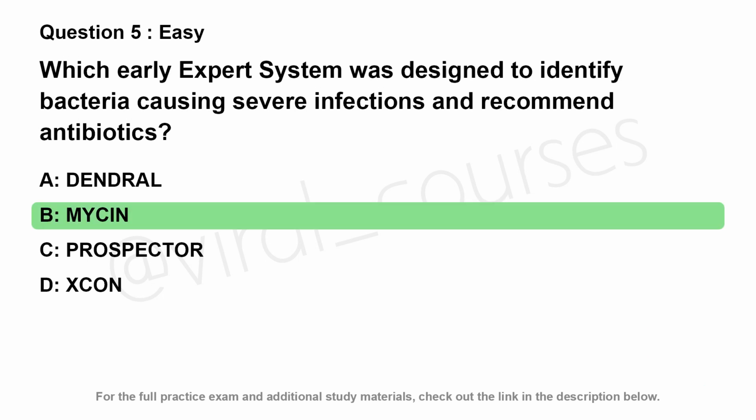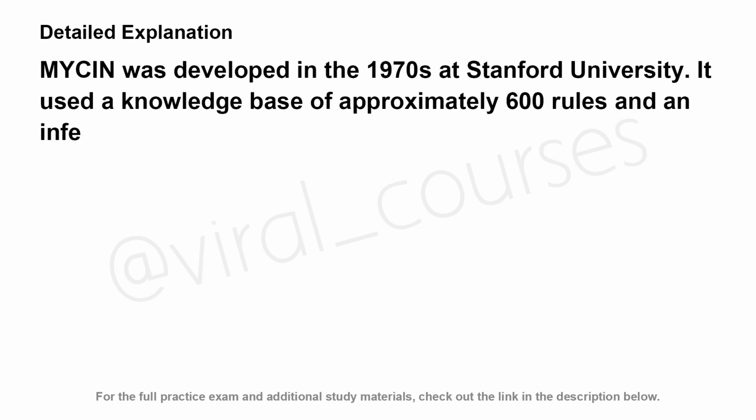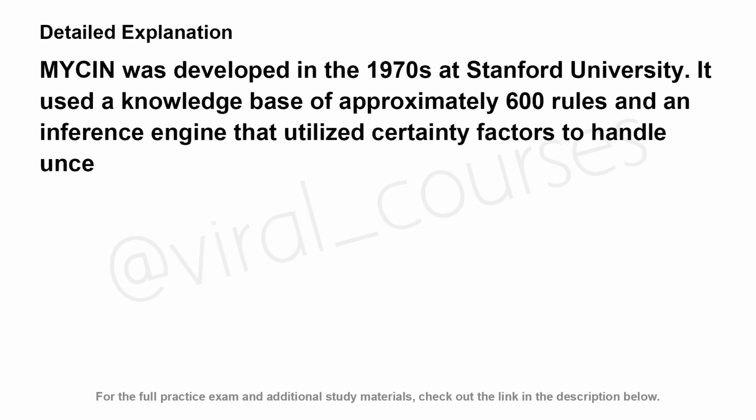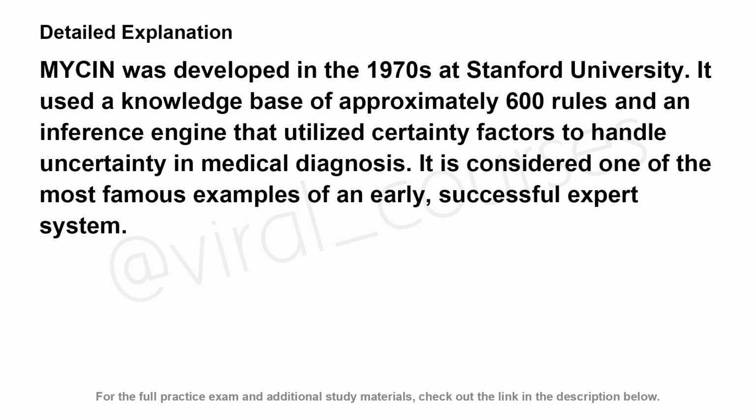The correct answer is B. Mycin was developed in the 1970s at Stanford University. It used a knowledge base of approximately 600 rules and an inference engine that utilized certainty factors to handle uncertainty in medical diagnosis. It is considered one of the most famous examples of an early, successful expert system.